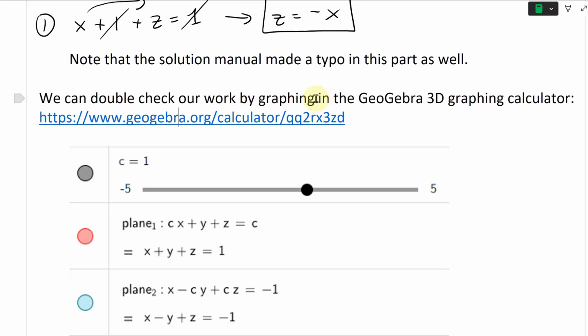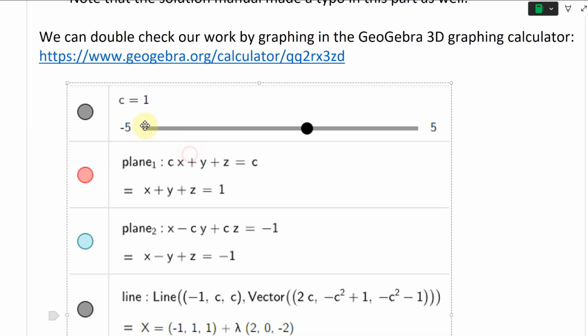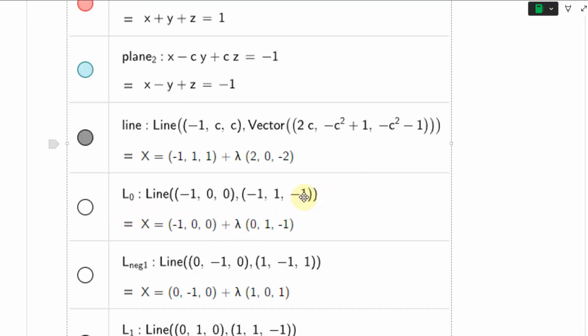So yeah, we can double check it by graphing in that calculator, and here are the screenshots that I used. So here's c equals 1, plane 1, there's the equation cx plus y plus z equals c, and then plane 2 is x minus y plus cz equals negative 1. And there is our line right here. You could just put in a line point right here, and then we'll have that normal vector, or in this case the parallel vector to the line, or the direction vector.